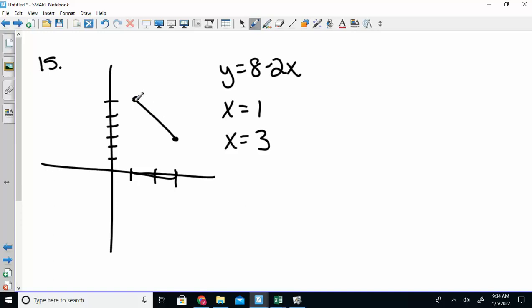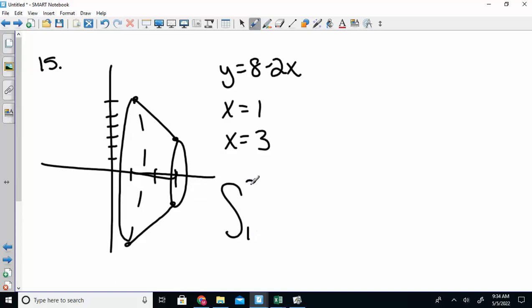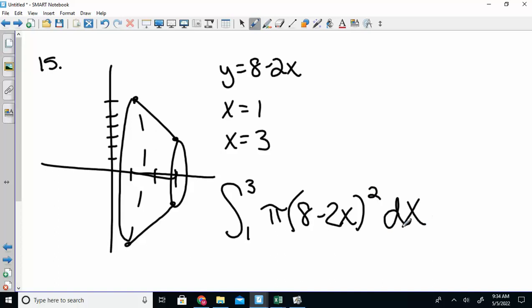So we just have that little piece of it, reflecting it over the x-axis and rotating. So it looks like that. So we have a definite left and right. So we're going to integrate with respect to those x's. So from 1 to 3 of pi times my radius, which is just the function.